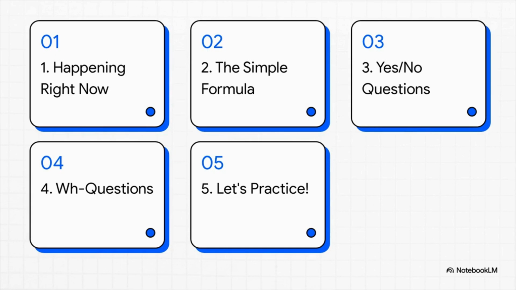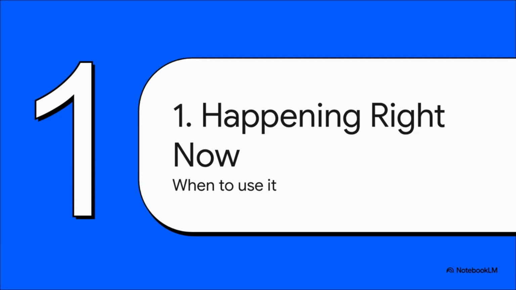So, here's how we're going to break it all down today to make it super clear. First up, we'll talk about when to use it for things happening right now. Then we'll learn the simple formula to make sentences. After that, we'll see how to make two different kinds of questions. And to finish, we're going to do a little practice together. Ready? Let's get started.